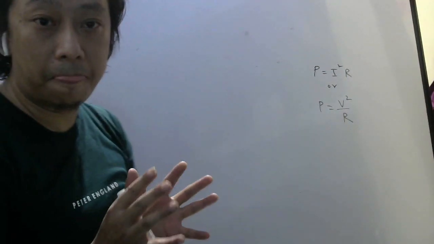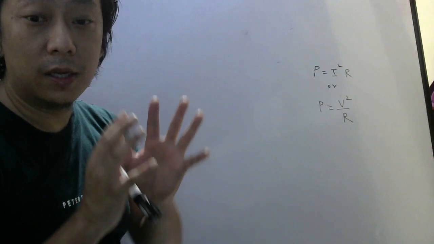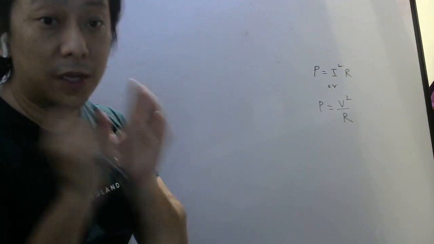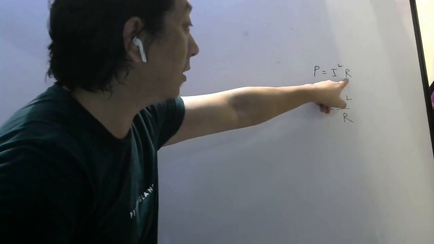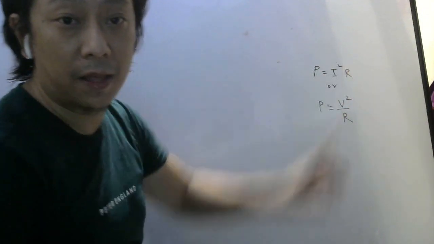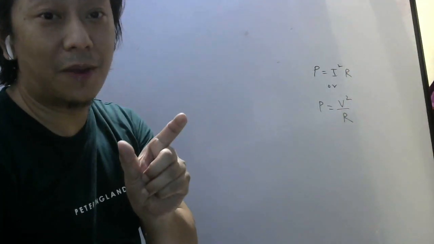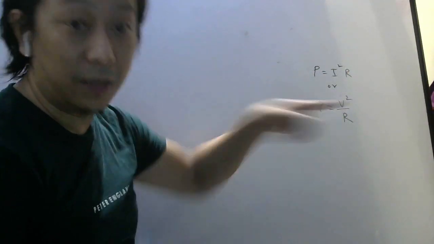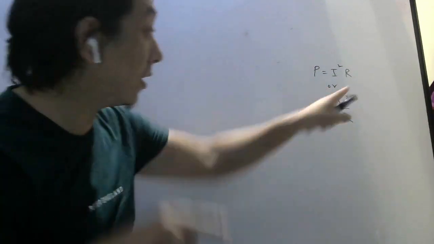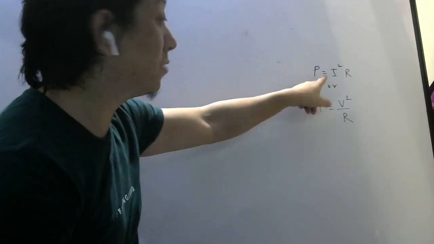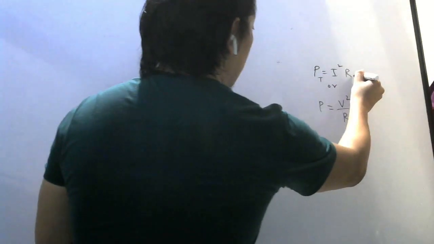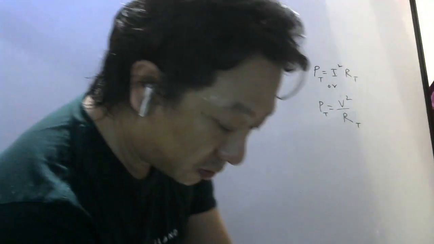Now, when there is a circuit and they ask for total power consumed, you have to find the equivalent resistance. If you know the voltage of the battery, use the V square by R formula. If you know the main current coming from the battery, then use the I square R formula. So if they ask total power, use total resistance.